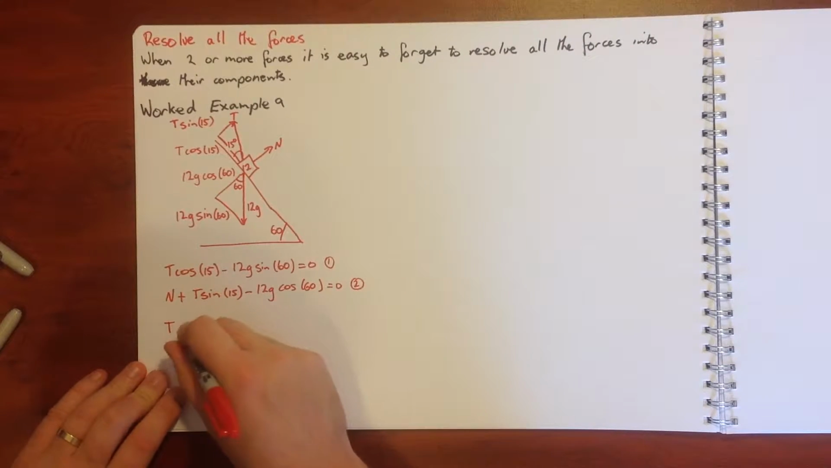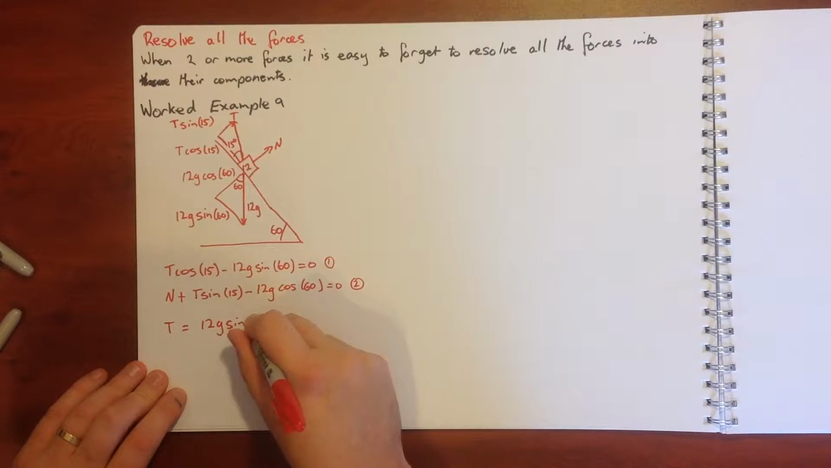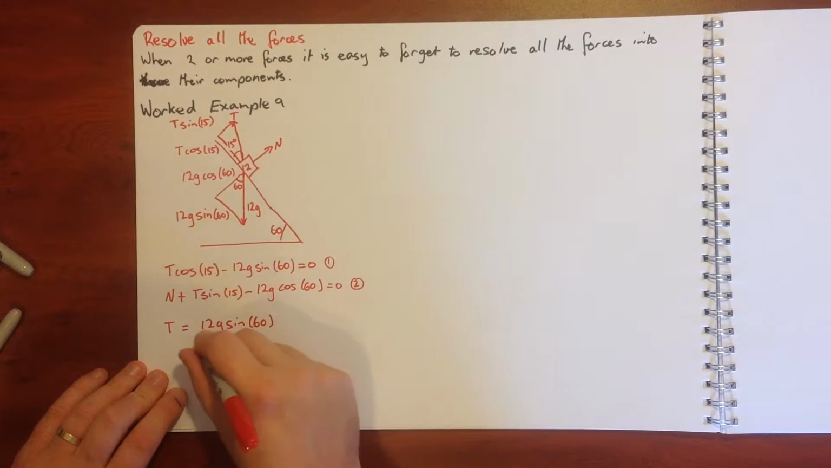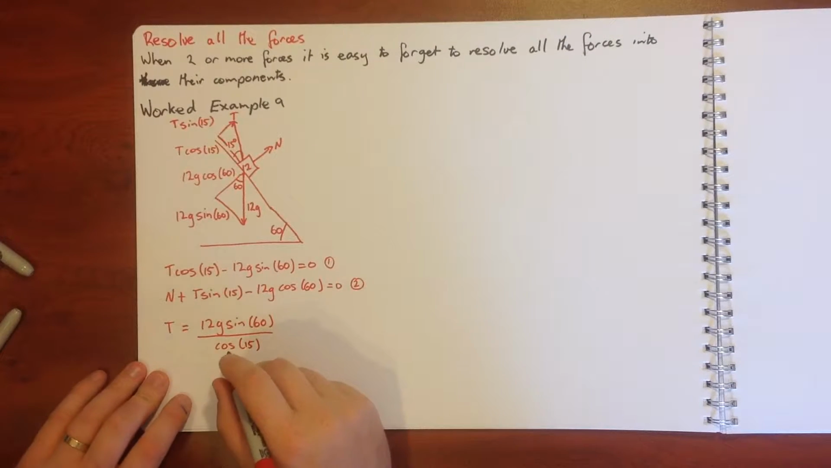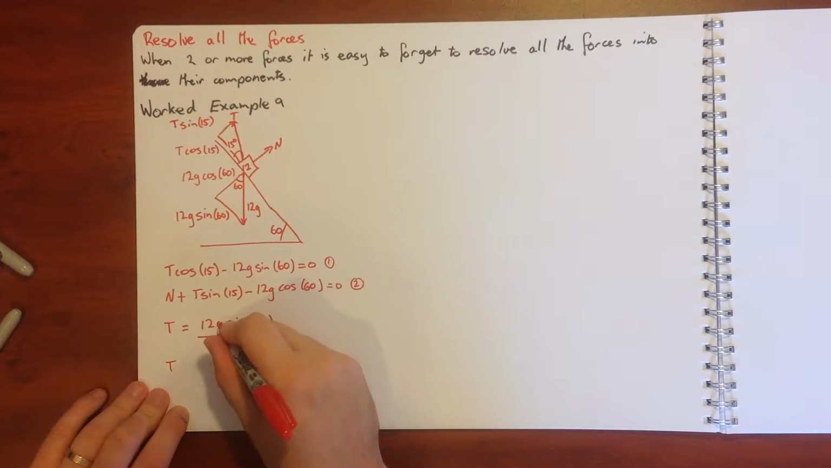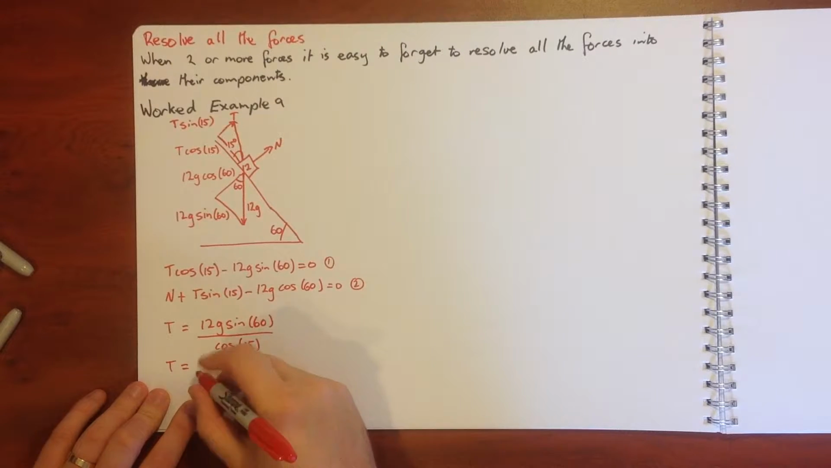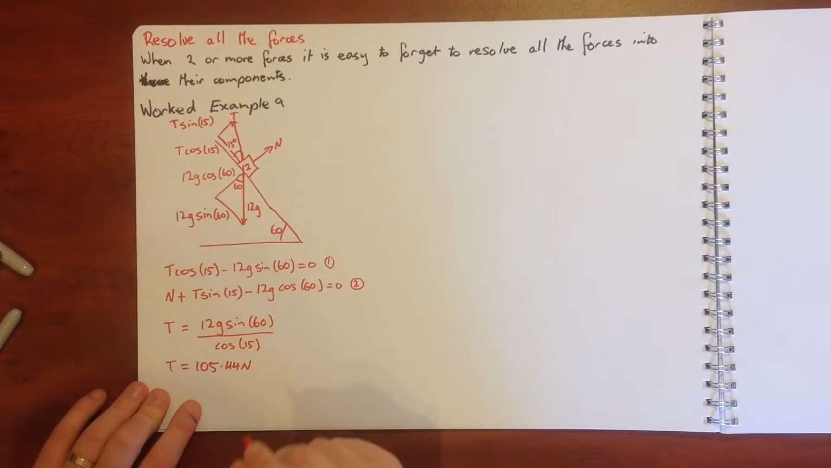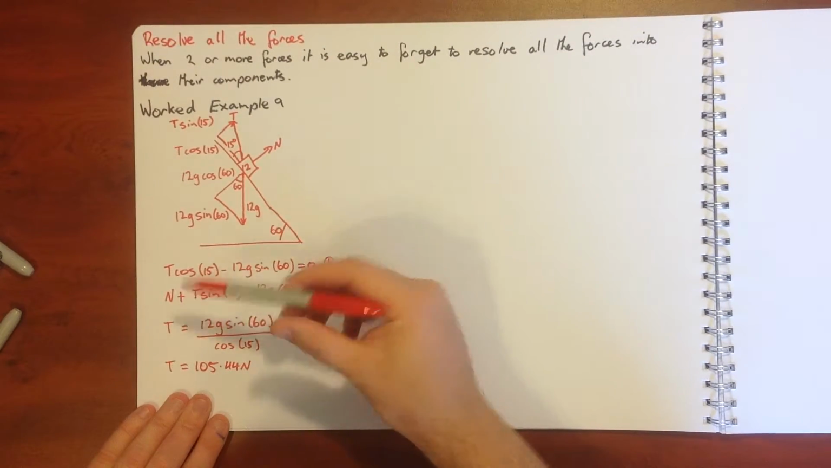So from our first equation we can start to rearrange this and say T is going to equal our 12G sine of 60 divided by our cos of 15. So that means this time, in this example, they do put G in as 9.8, so T is going to equal 105.44 newtons.